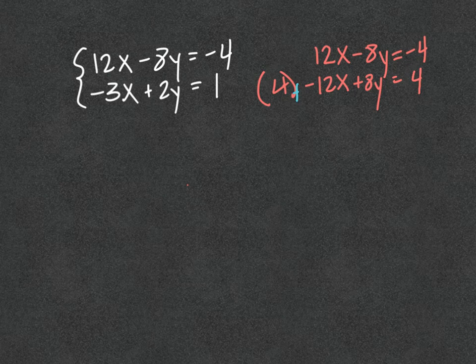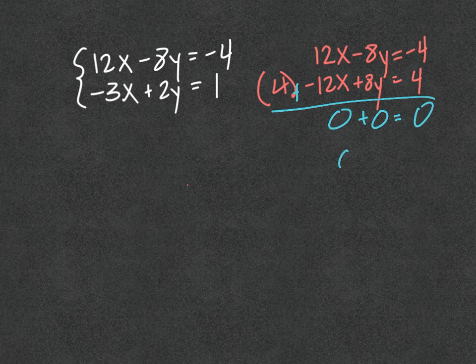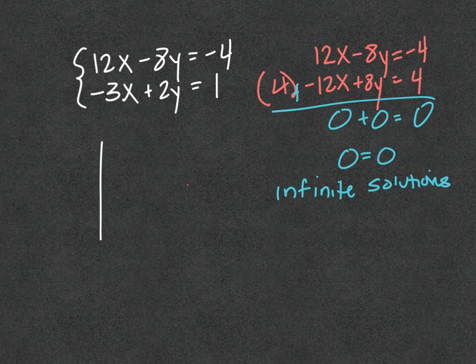Then I add those together. 12x minus 12x is 0. Negative 8y plus 8y is 0. Negative 4 plus 4 is 0. So I end up with 0 equals 0, which is true. This means I have infinite solutions. If I were to graph this on a graph, I would have a line for this one, and then if I graphed this one, it would happen to turn out being a line right on top of it because they share every single point, every single solution.